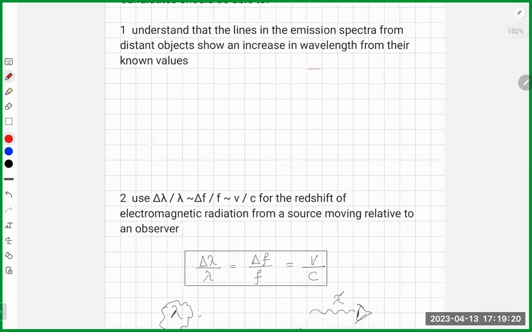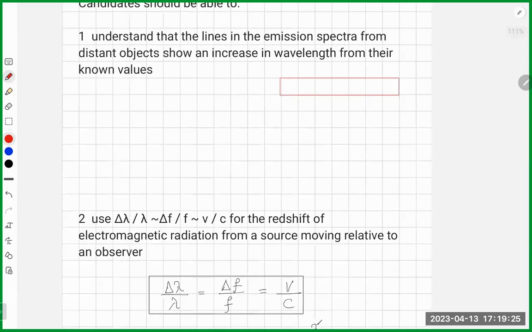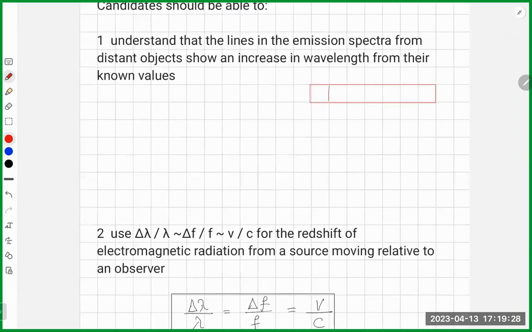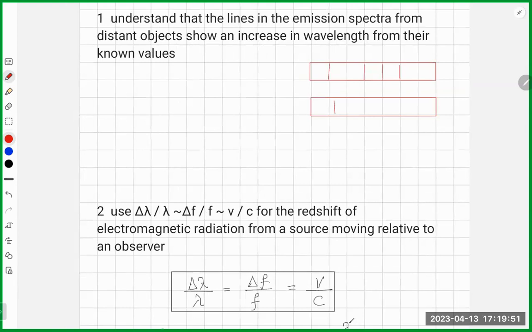Now, this is a very simple example. For example, if this is the emission spectrum for a star, but when we receive it on Earth, this is what we receive. So I hope you can see that all of the lines have been shifted this way.